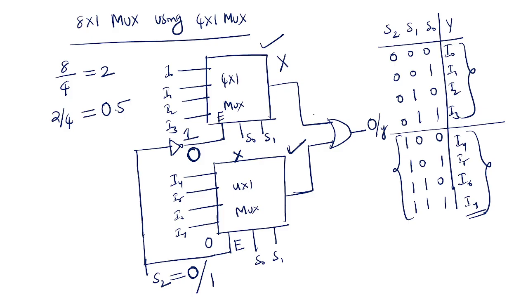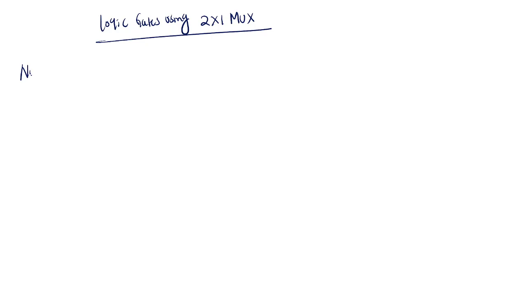Next, you need to implement logic gates using 2 cross 1 mux. First, what is the gate? NOT gate, no? This is the symbol for the NOT gate. Y equals A bar.